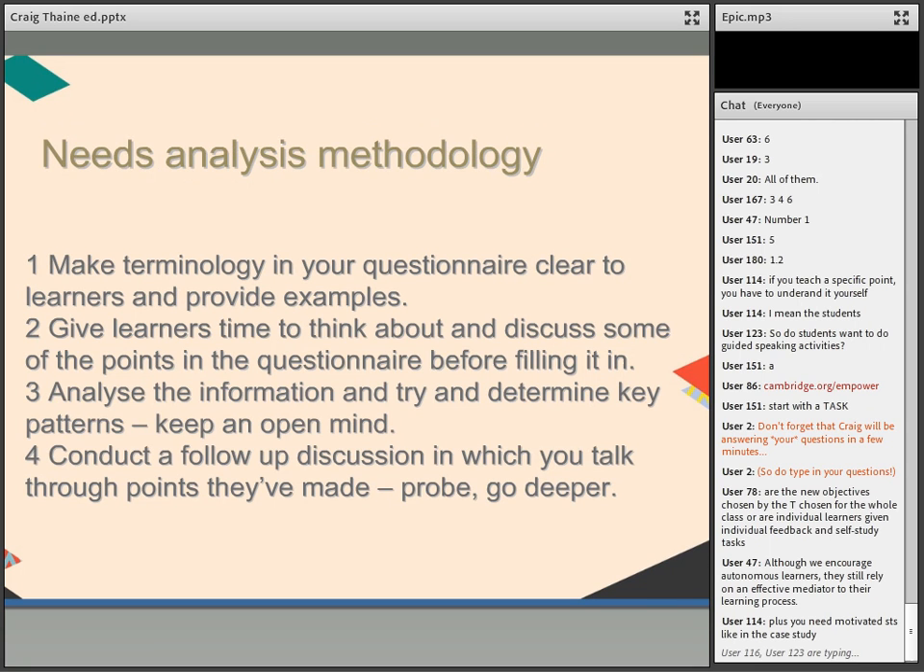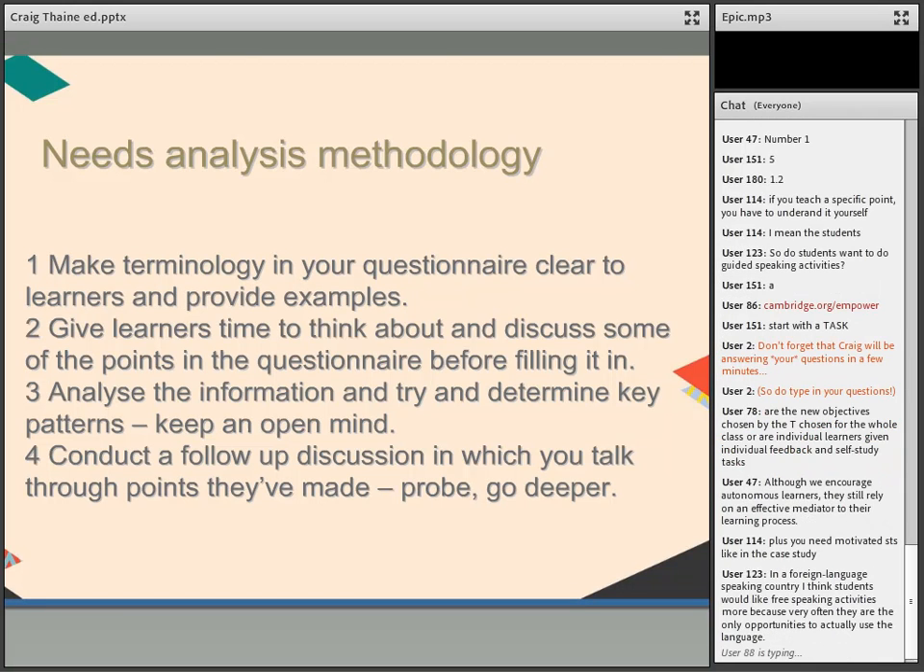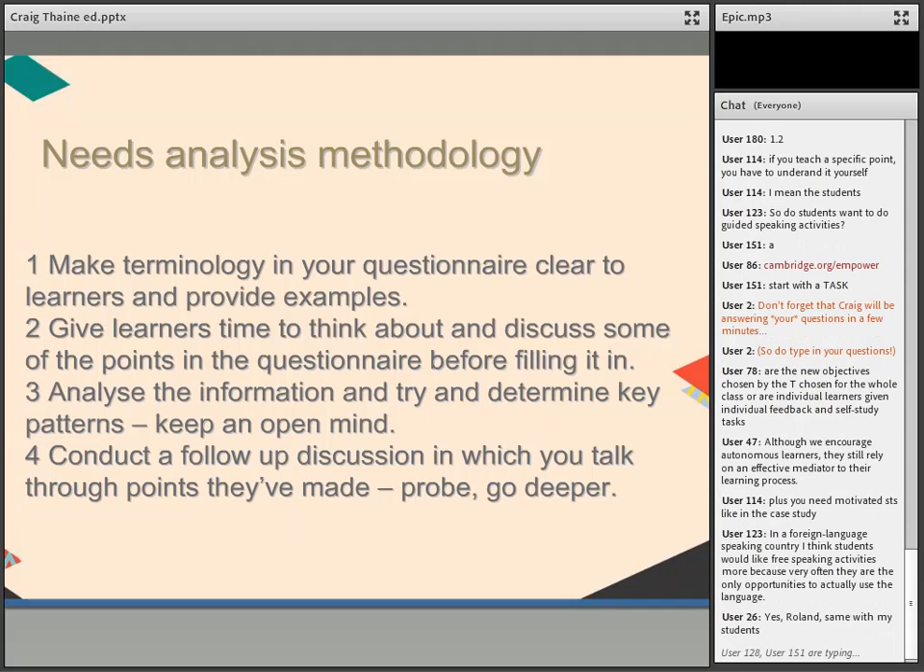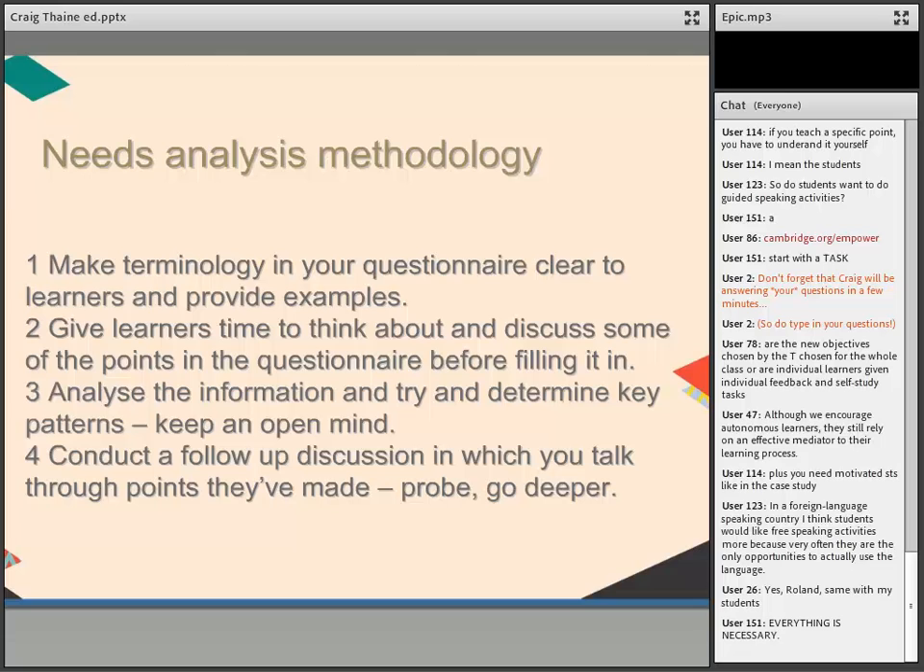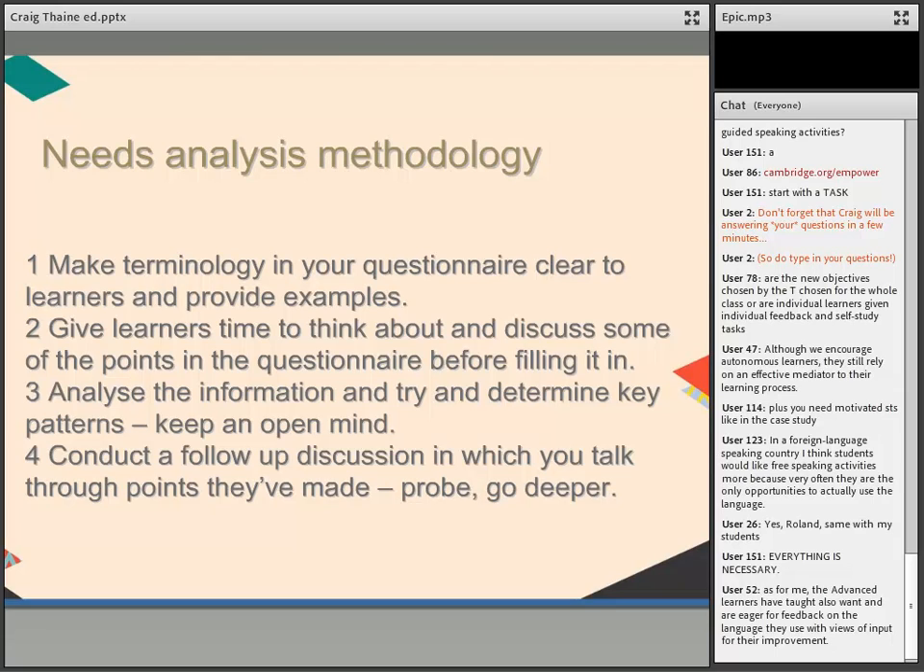So what I'd like to propose here to finish off is a kind of methodology for needs analysis, which is perhaps a little bit more comprehensive than I might have done myself in the past. So the first step in terms of dealing with needs analysis is to make sure that the terminology that you're using in the questionnaire is clear to your learners, and if necessary, provide them with examples with exactly what you mean.